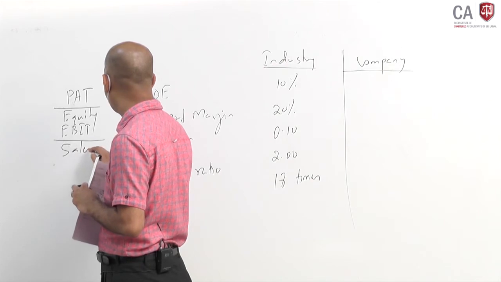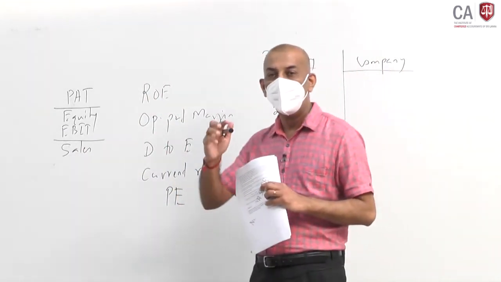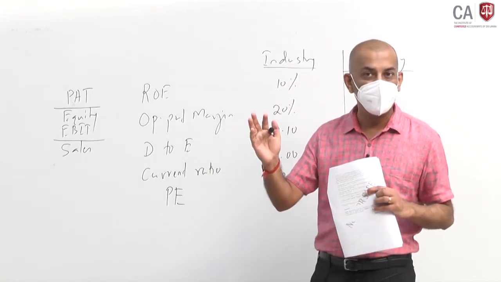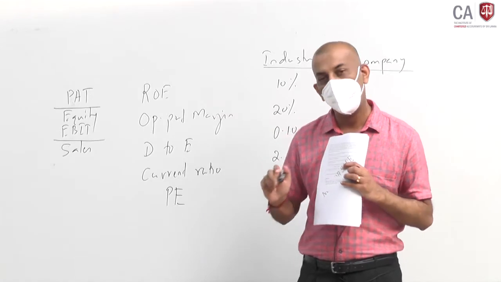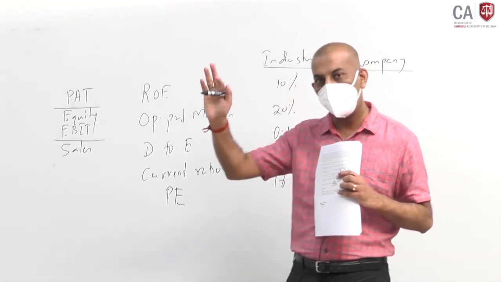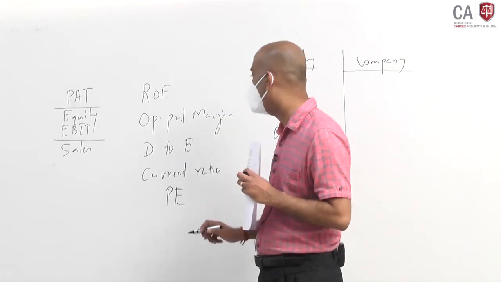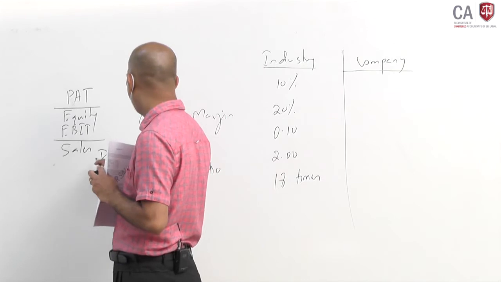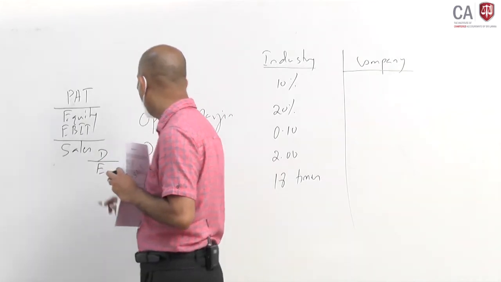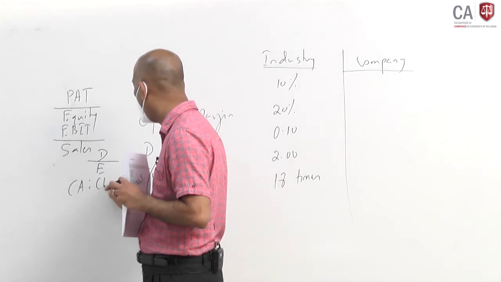Wherever the word margin comes, always remember you are talking about a comparison with sales. It can be GP margin, operating profit margin, or net profit margin. All the margins relate to sales. So you compare sales and EBIT and get the operating profit margin. Debt to equity is your debt divided by equity. Current ratio, as we all know, is current assets to current liabilities.